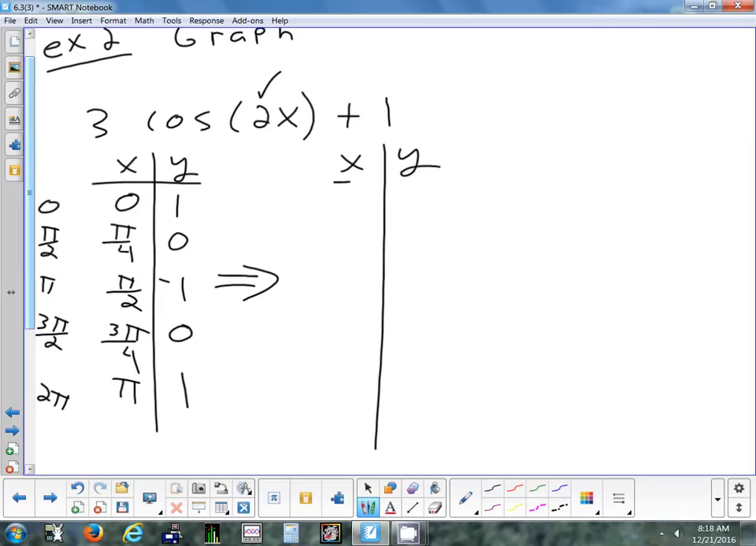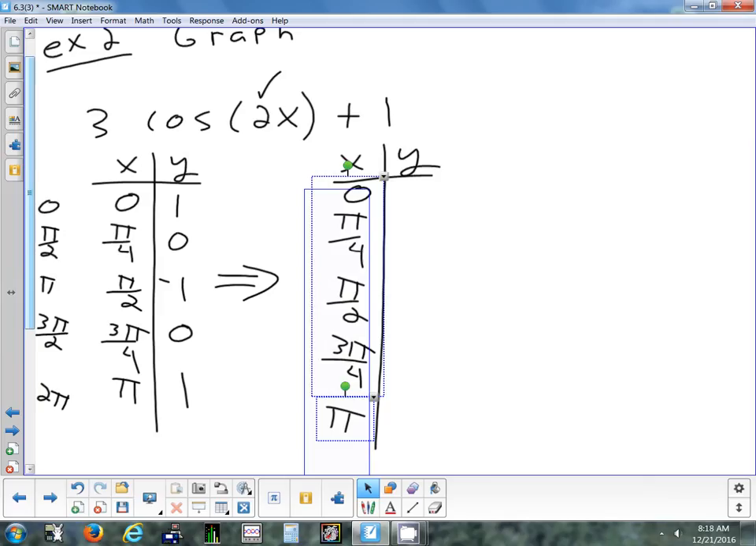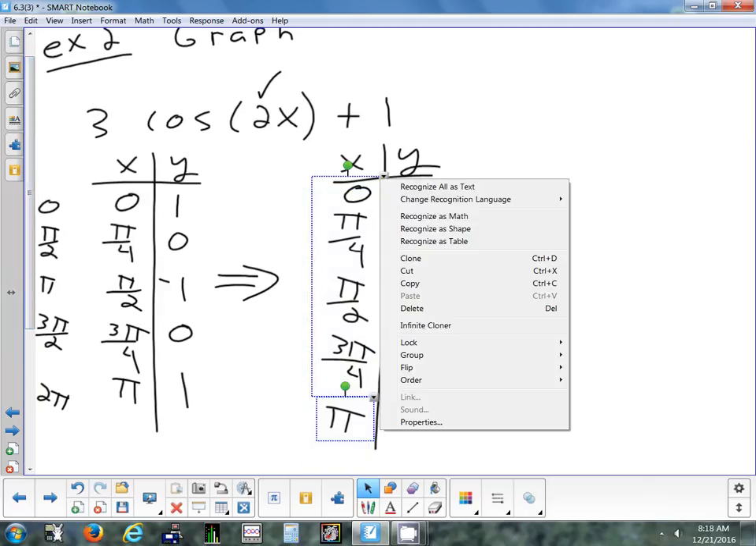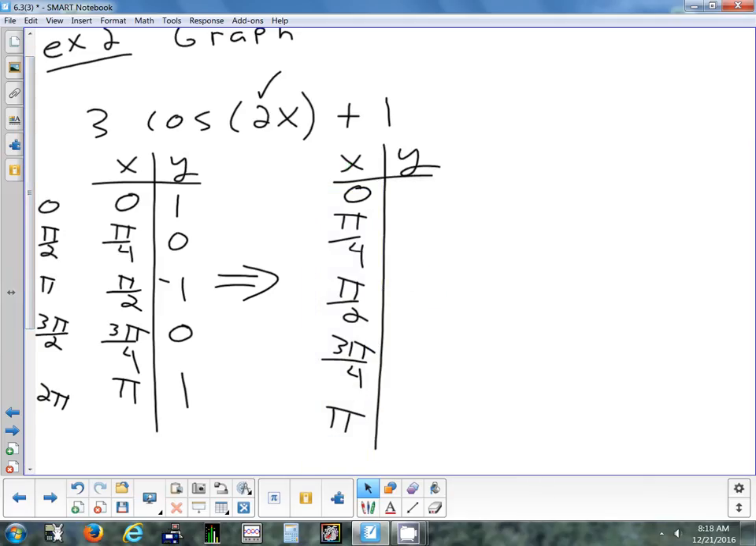What's the next transformation I deal with? The vertical stretch. Okay, and what values will that affect? That's going to affect the y's. In fact, the x's are done for this problem. Okay, so next time I have to write those, I will just copy and paste them. Okay, what am I going to do now to all my y values? I'm going to triple them, so I'll get, yep.